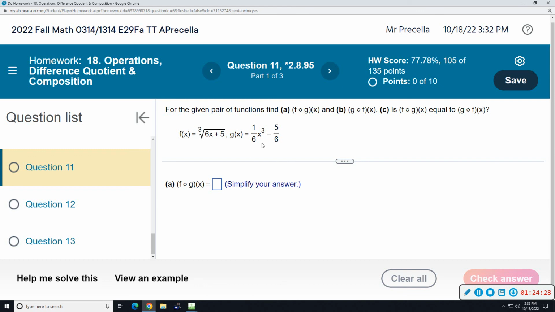Oh, goodness. f of x is equal to the cube root of 6x plus 5. Let me write this problem down. I didn't realize number 11 was going to look like this. I thought it was going to look like number 10. This one looks a little messier, so let's see. But we can get it done in 5 minutes.